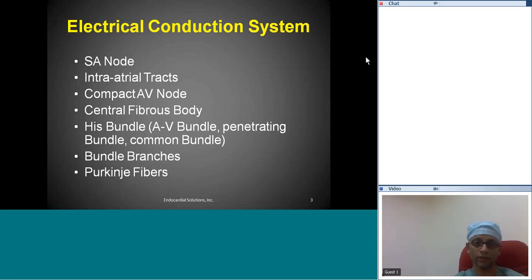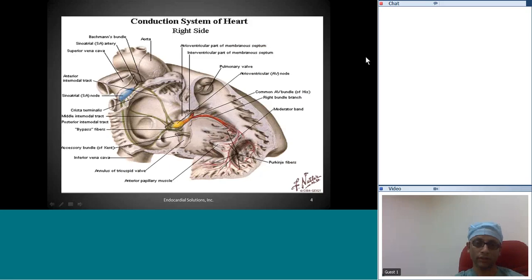Now this is the conduction system of the heart, which shows you the sinoatrial node location just at the crista terminalis, just where the SVC joins the right atrium, which is the blue structure, and then you have the interatrial tracts, which then come and join the compact AV node. Then you have the His bundle here, which is in a long distance, and then it bifurcates into left and the right bundle.